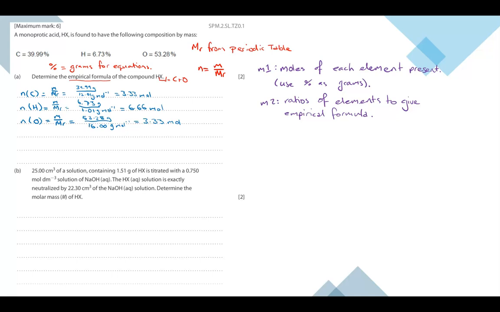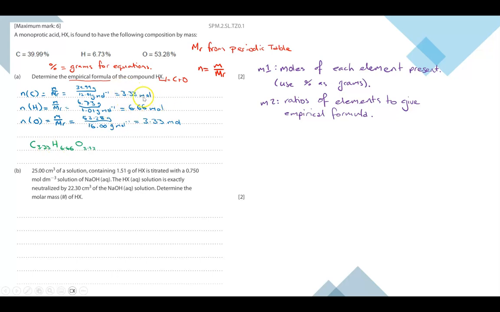Now, what we get to do with that is we can just work out the ratios. Lots of different ways to do it. So carbon 3.33, hydrogen 6.66, oxygen 3.33. What is the number that these can all be divided by? I would say 3.33. So the way to do it is just divide by the lowest number. The lowest mole value over here is 3.33.